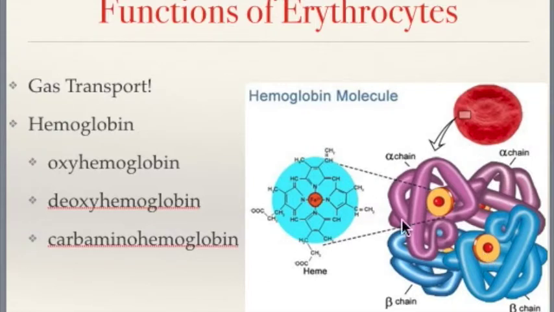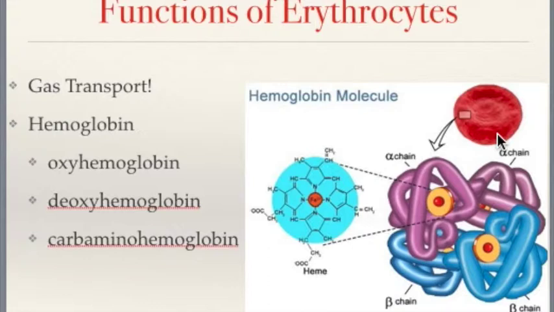There's roughly 250 million of these hemoglobin molecules inside of a red blood cell. So each red blood cell can transport about 1 billion molecules of oxygen. It's pretty incredible. When the red blood cell travels to the lungs, to the alveoli of the lungs to receive oxygen, and oxygen binds to the heme group, it becomes oxyhemoglobin and is bright red.